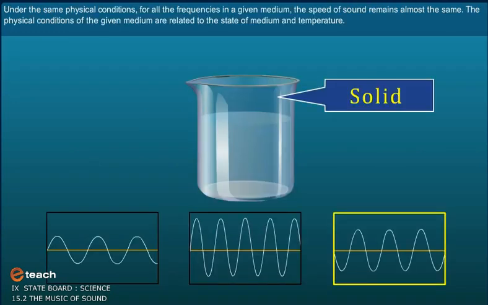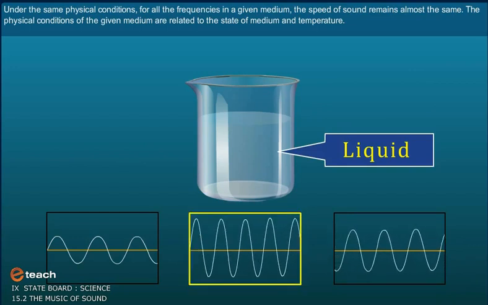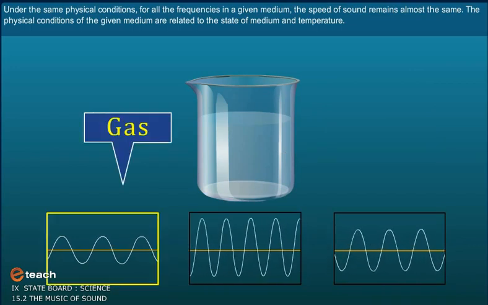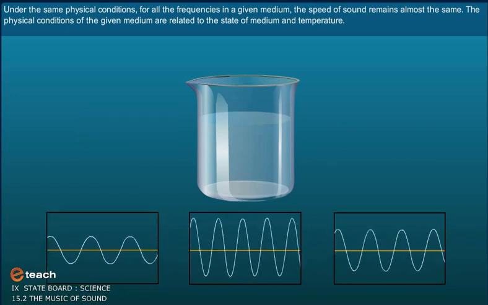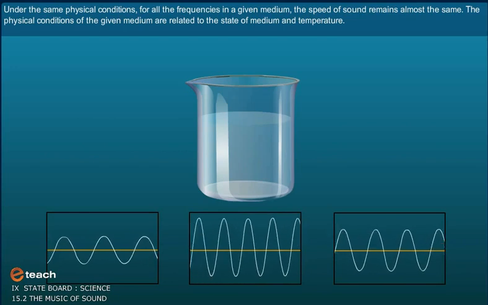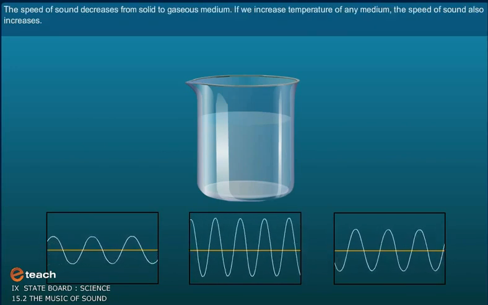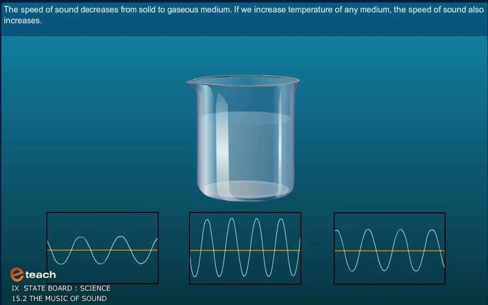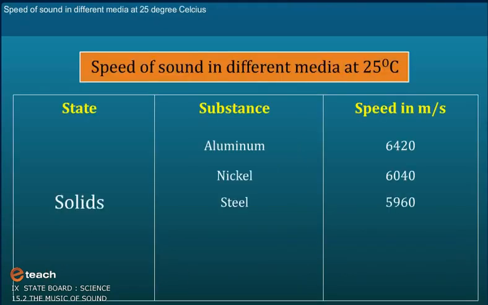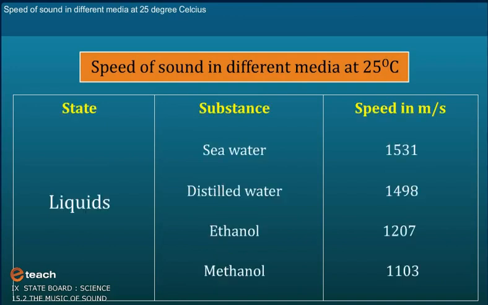Under the same physical conditions, for all the frequencies in a given medium, the speed of sound remains almost the same. The physical conditions of the given medium are related to the state of medium and temperature. The speed of sound decreases from solid to gaseous medium. If we increase temperature of any medium, the speed of sound also increases. The table below shows us the speed of sound in different media at 25 degrees Celsius.